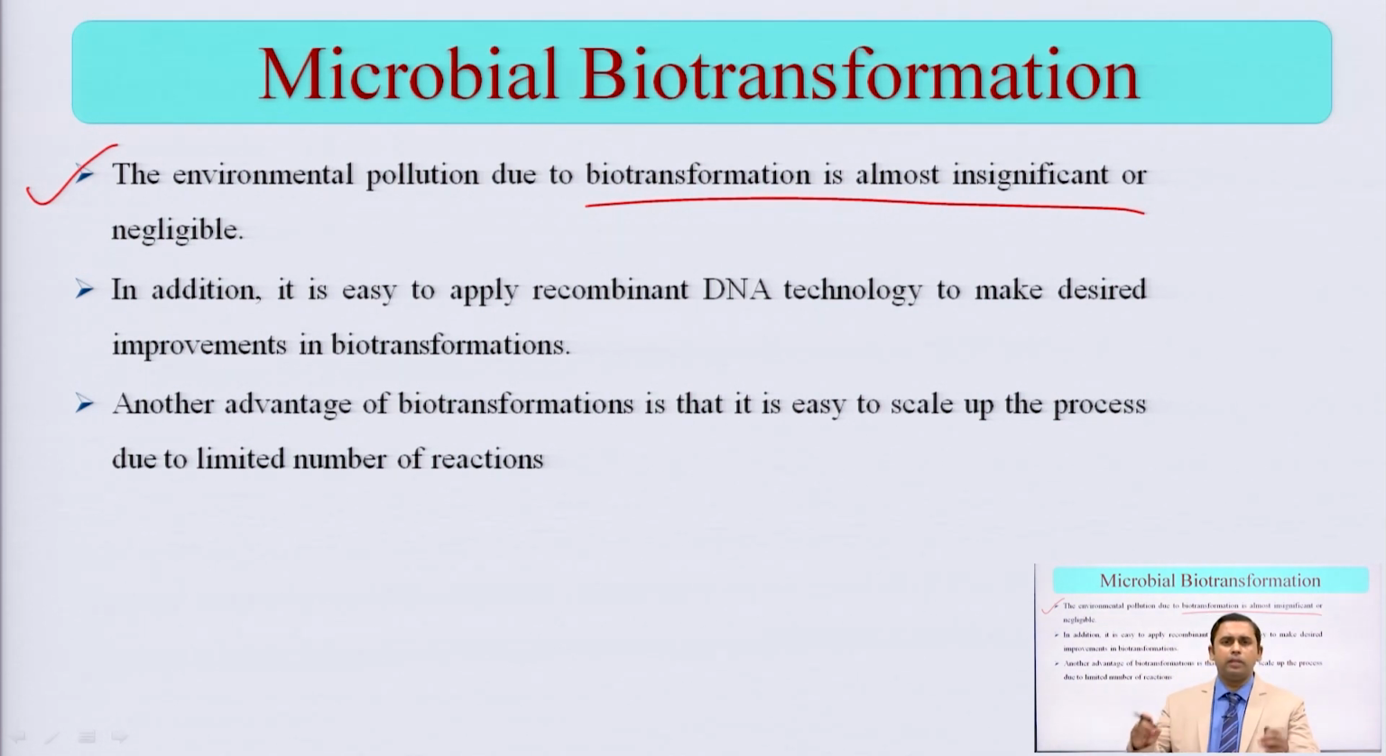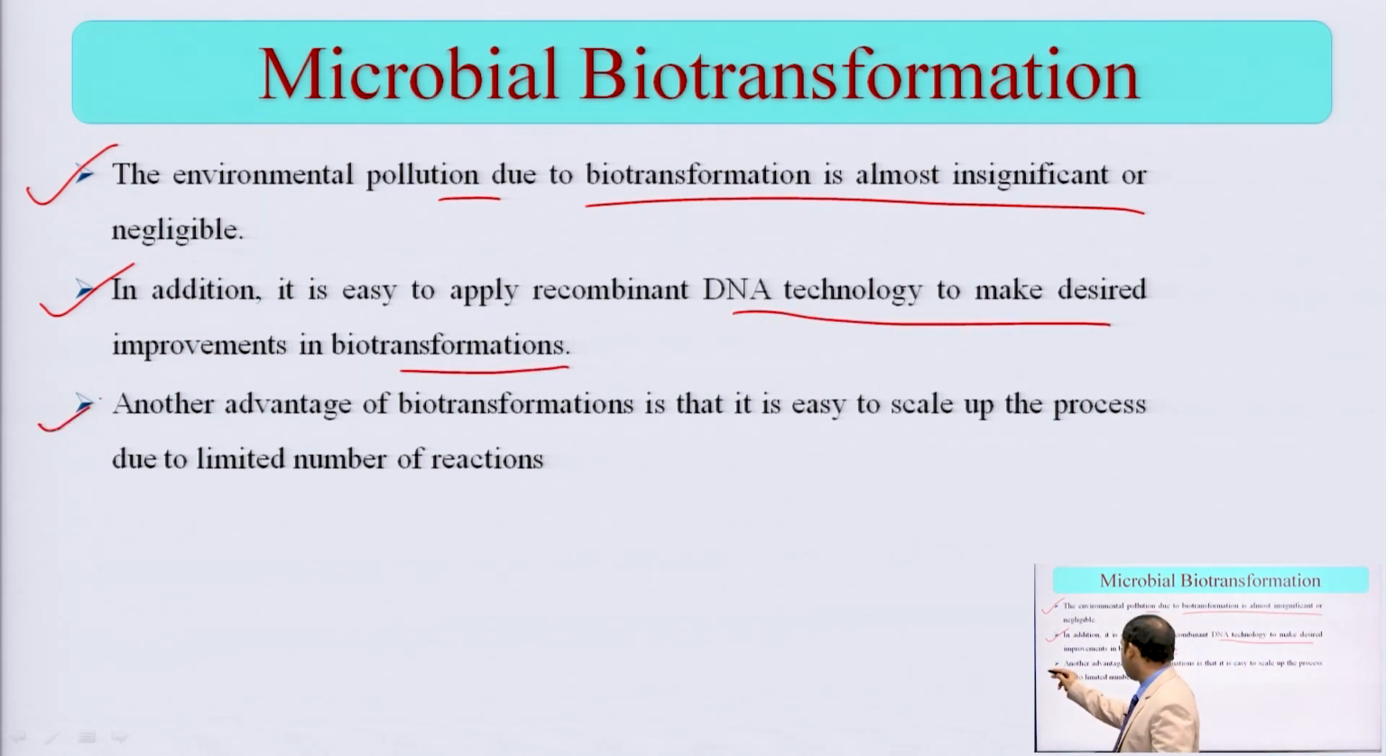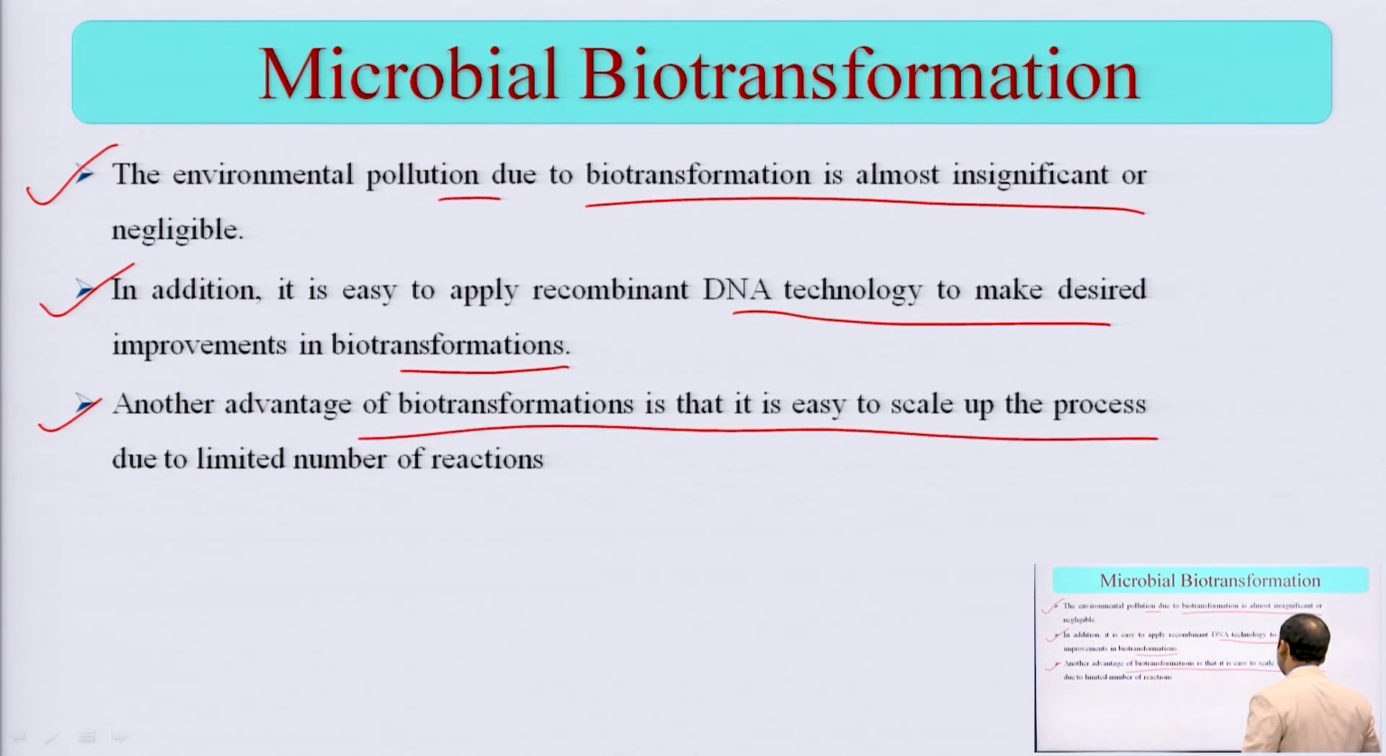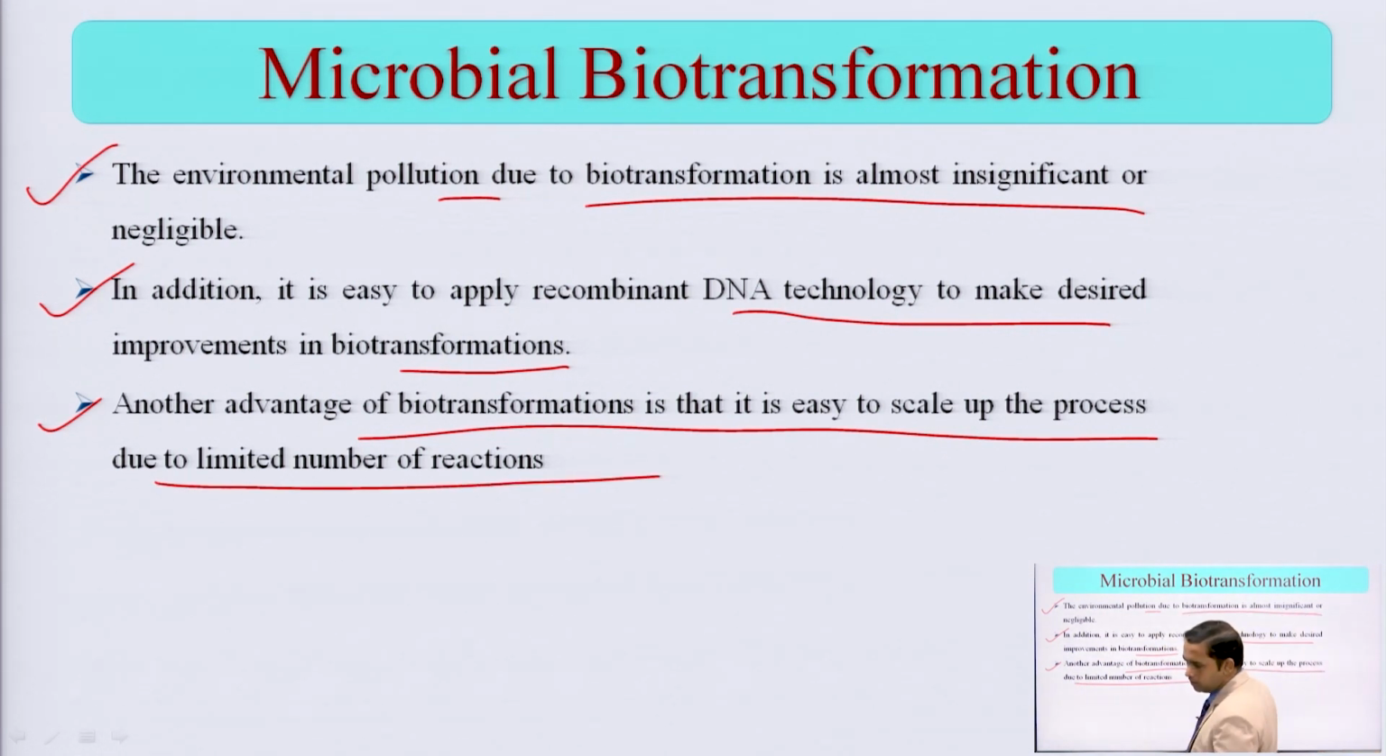But if it is harmful to the environment, then we can use another enzyme or another microorganism which will metabolize that metabolite also. Okay. So, that is why environmental pollution is very low or negligible. In addition, it is very easy to apply recombinant DNA technology to make desired improvements in biotransformation. And another advantage of biotransformation is that it is easy to scale up the process due to the limited number of reactions. Okay. This is another advantage.